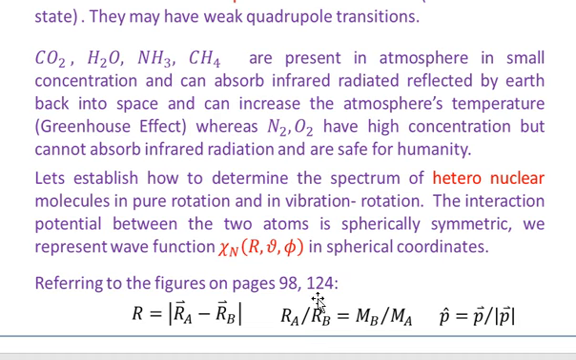So referring to the figure on the pages which I cannot show you, which I have covered in one of the previous lectures, capital R is equal to the absolute value of RA minus RB. RA divided by RB will be equal to MB over MA, and the unit vector P will be equal to the P vector divided by the magnitude of the P vector. You know that this relationship, that is RA over RB is equal to MB over MA, follows directly from the figures I have mentioned.